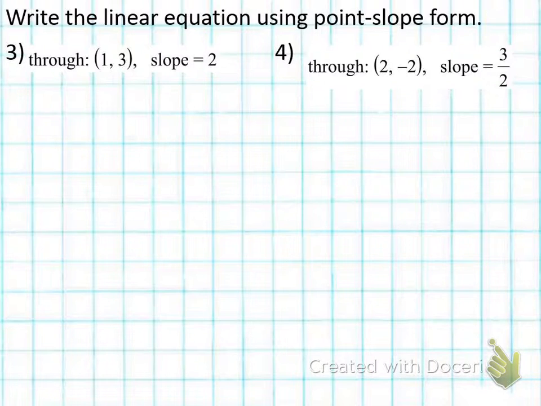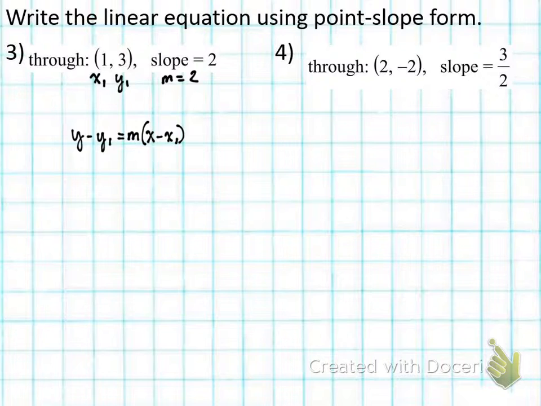Number 3. Number 3 is just like number 1, so we're going to do this one together. We got a point that's going to go through 1, 3. That's our ordered pair or coordinate, and it's got a slope of 2. All right? So, do we need to calculate the slope? No, it's already given to us. So let's start with identifying x1, y1, and our slope. And then we're going to write down y minus y1 is equal to m times x minus x1, okay? That's the first thing we're going to do.